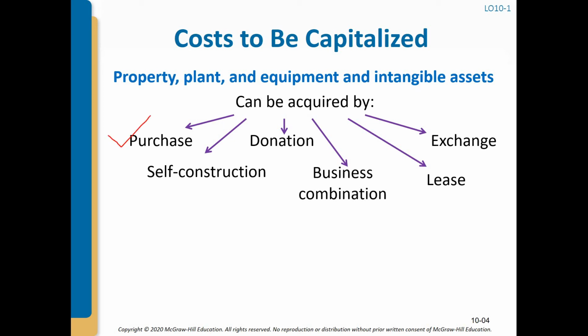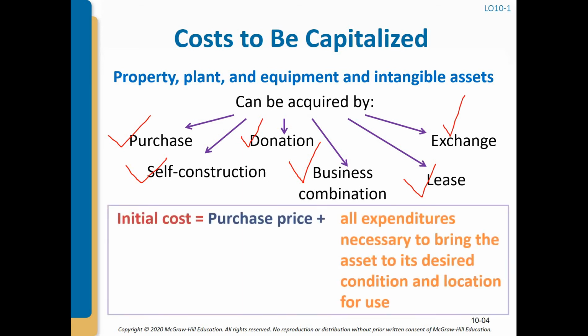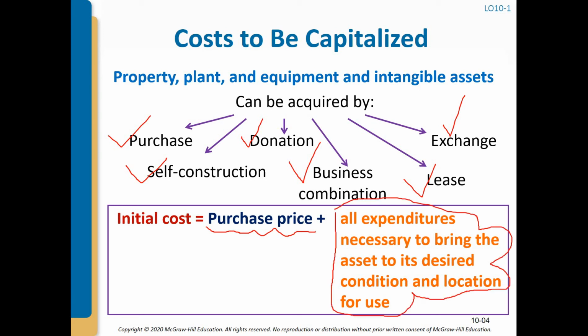by self-construction. You can create your own assets or you can get something from donation. We can also get some assets from business combination, from lease or from exchange, okay. And the initial cost of the asset would be purchase price plus all expenditure that are required to bring the asset to its desired condition or location for use, okay.